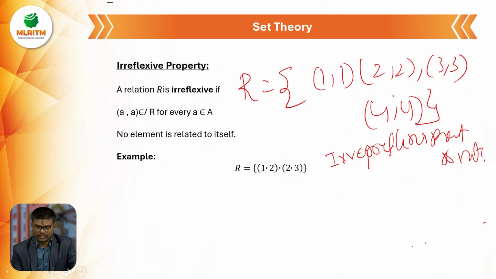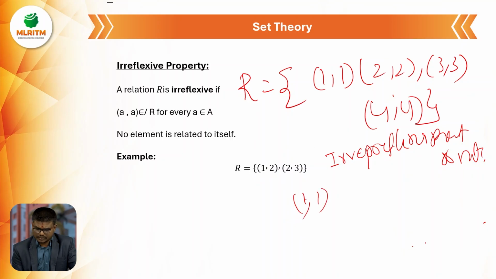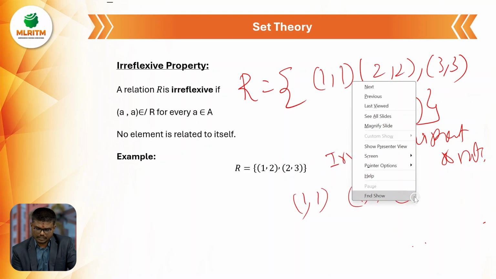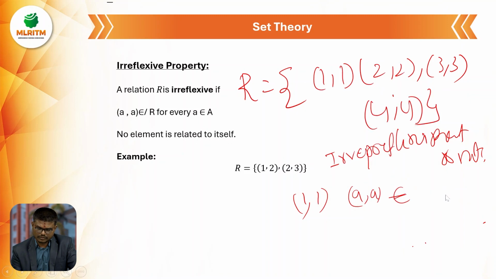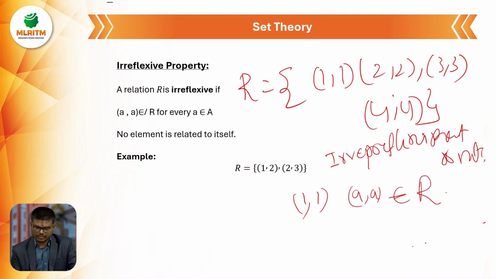Given 1 comma 1, these elements are the same, so that means a comma a belongs to R. So it is not satisfying the irreflexive property.